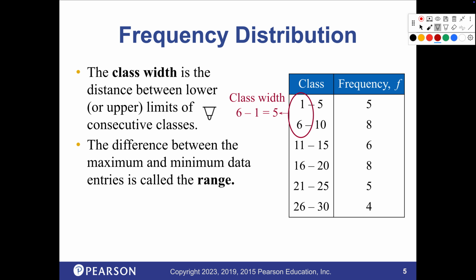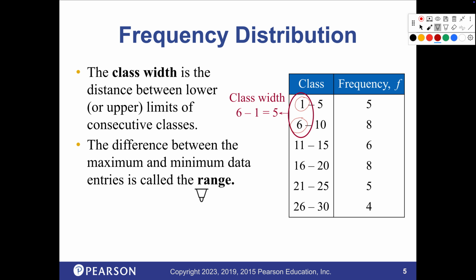And this is part of the calculation process. Once we have our classes, we can calculate the width by taking the lower boundary of one class and subtracting the lower boundary of the next class, and you can see 6 minus 1 gives us 5. You could also count it: 1, 2, 3, 4, 5. It has a width of 5 data points. So that's what they're talking about, the width of the class. That's an important part.